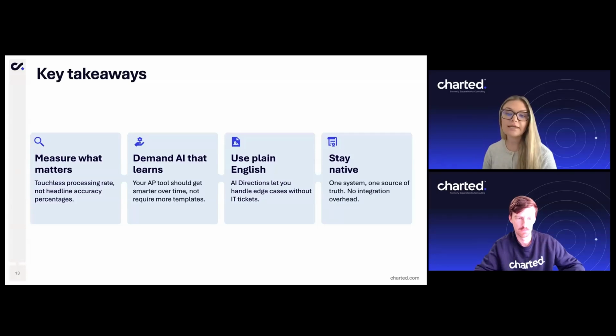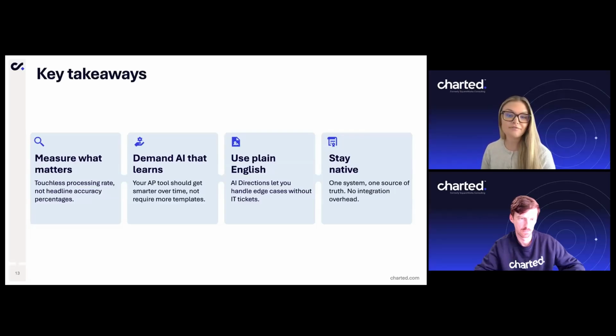Use those plain language prompts. So AI directions that Mike just showed, those should let you handle the edge cases that pop up. So instead of having to deal with the edge cases manually and being like, okay, this is an edge case, we need to actually manually make this edit, these directions can be set up to streamline your process and streamline that processing time for your AP team.